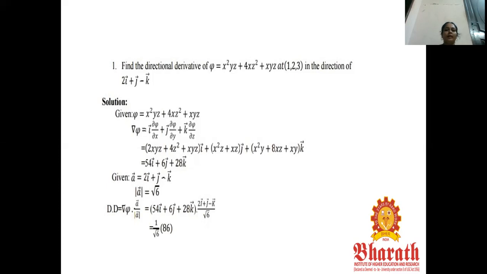Now the given point is (1, 2, 3). In place of x we substitute 1, in place of y substitute 2, and z is 3. After substituting, we get 54 i vector plus 6 j vector plus 28 k vector. The direction is given by 2i vector plus j vector minus k vector. Taking the modulus of this, it becomes root of 2 squared plus 1 squared plus 1 squared, that is root 6. Now we need to find the directional derivative.